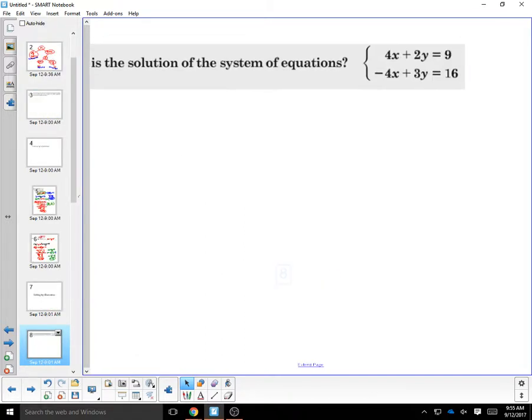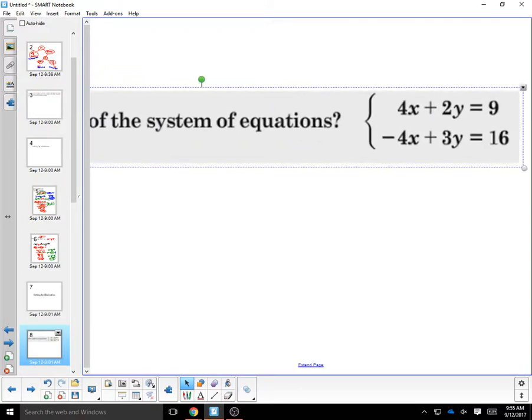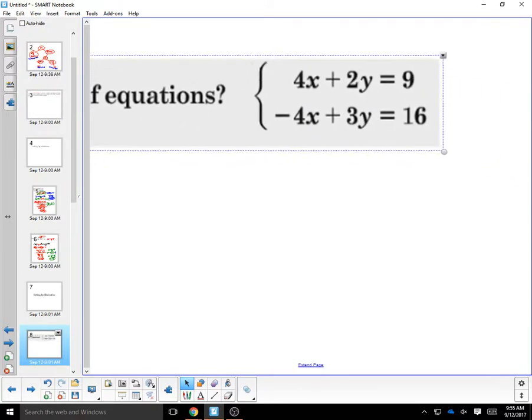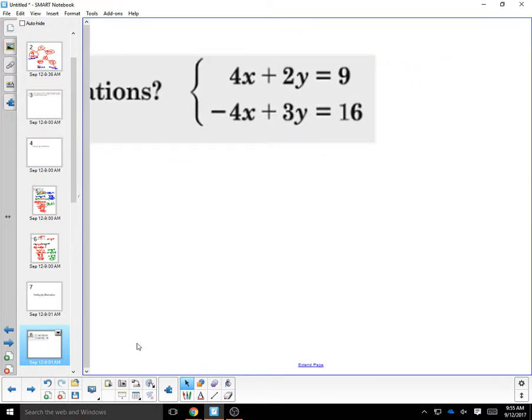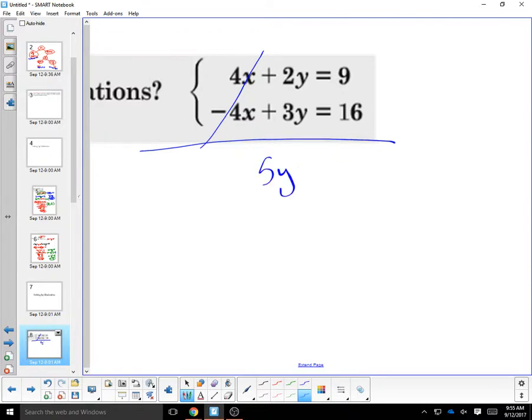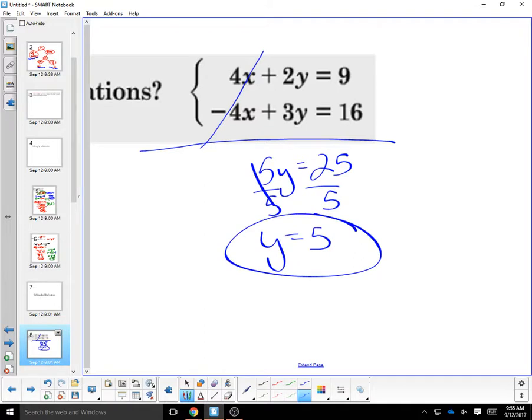So here's one, for example, and I love this one to start because, check it out. What's already opposite? The 4 and negative 4. Guess what? I'm going to add these two equations. That's gone. 2 plus 3 makes 5y. 9 plus 16 makes 25. Divide both sides by 5. Guess what the value of y is? Halfway done.